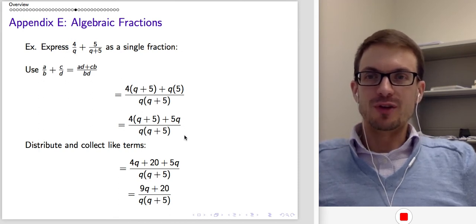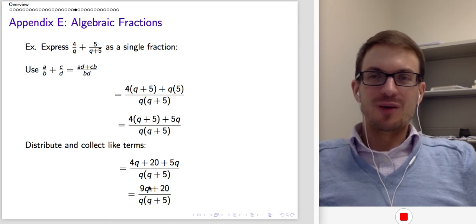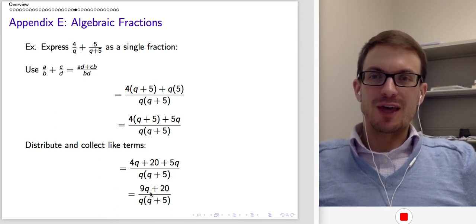Okay, so then we distribute, collect like terms, and then simplify down. Why can't I cancel this q? Well, we don't have a q to cancel. We can't cancel across a plus or a minus, and this 20 doesn't have a q to donate.